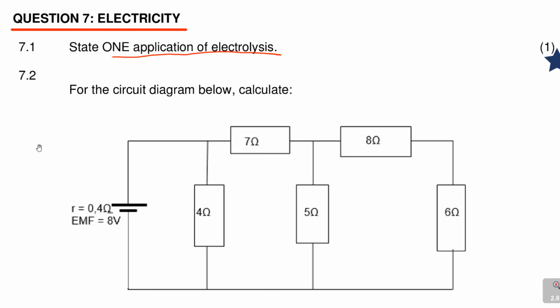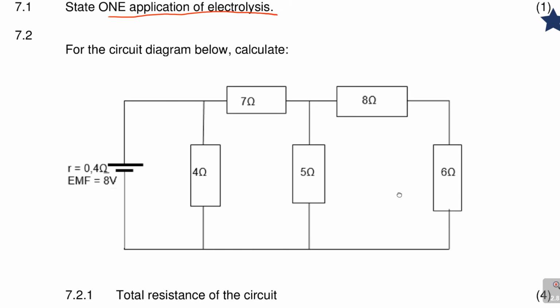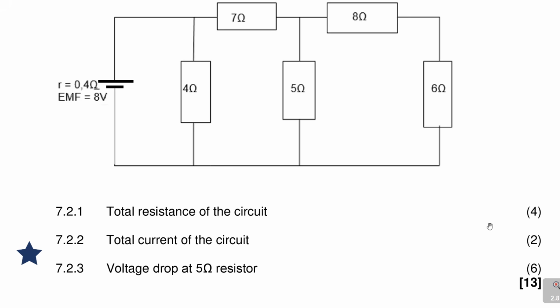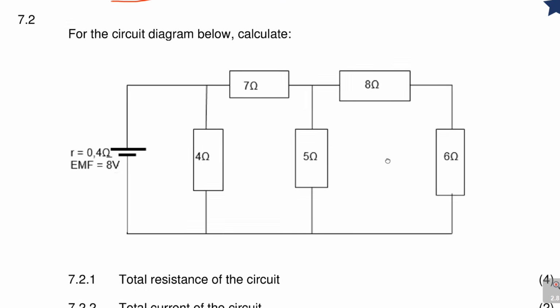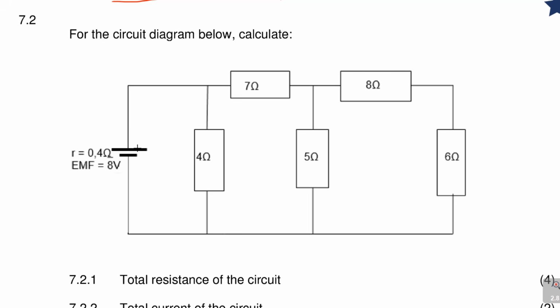All right, now look at this one. For the circuit diagram below, calculate. It's 13 marks, actually 12: the total resistance of the circuit, the total current of the circuit, and the voltage drop at the 5 ohm resistor. Let's follow the flow of current in these resistors.